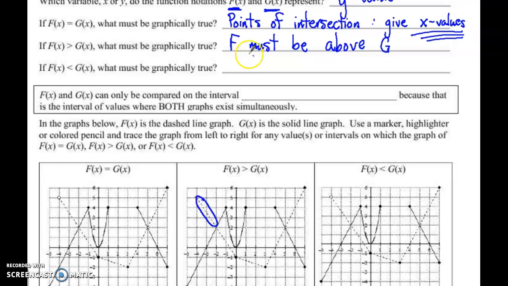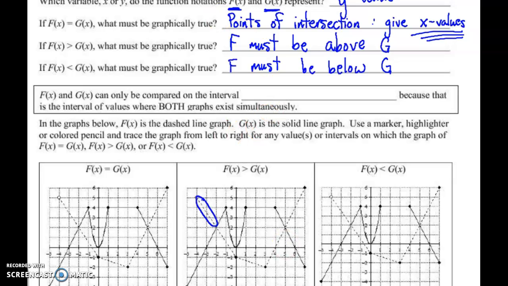Now I'm not going to write g must be above f, I'm going to write f must be below g. Again, we're giving the y values. That's what this is. The y values are smaller than the y values. And y is up and down, or down to up. So it makes sense once you get practice with this.